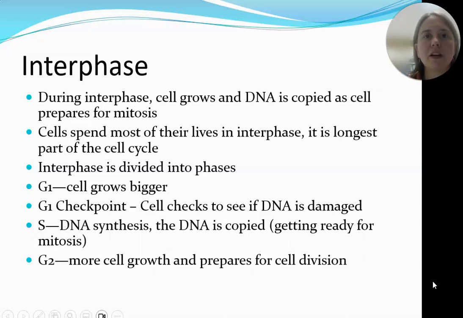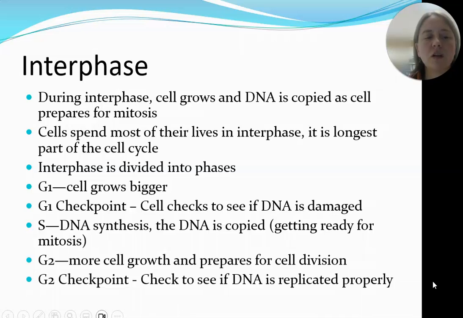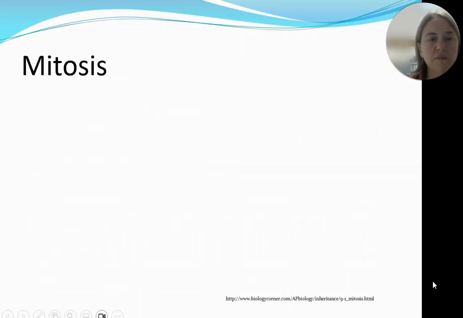G1, the cell grows bigger. G1 checkpoint is where the cell checks to see if the DNA is damaged. So there's a check there. S stands for synthesis. This is when the DNA replicates itself. So now you have two copies of DNA. And then G2, the cell grows more and it prepares for cell division. There's one more checkpoint, the G2 checkpoint, and that is where the cell checks to make sure the DNA has replicated itself and it's done it properly.